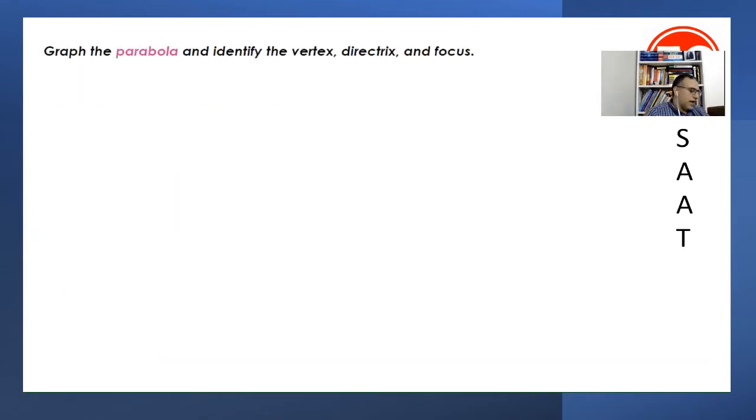Graph the parabola and identify the vertex, directrix, and the focus. Here is the equation of the parabola: y squared is equal to negative 12x. The equation starts with y squared, so it opens to the right or to the left. But the coefficient of x is negative, so it's not open to the right. It's open to the left.